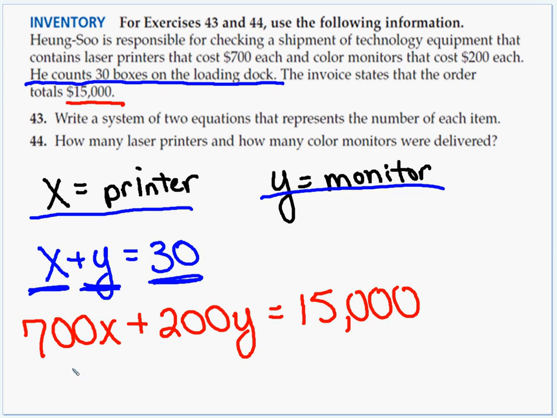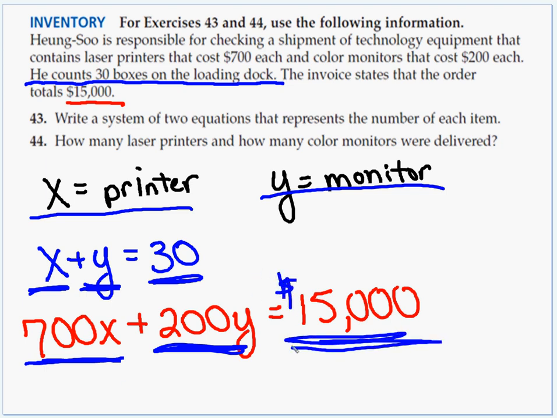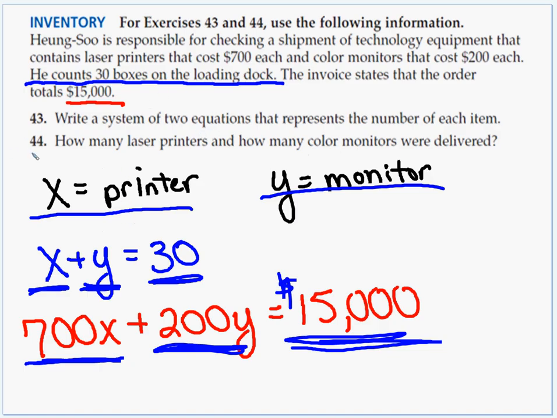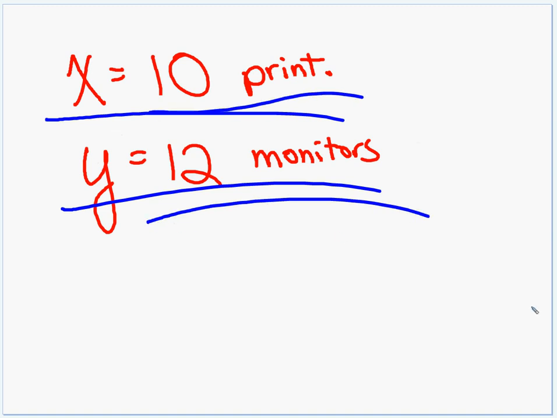Now we bring in the price. So the printers are $700 each, and the monitors are $200 each, and the total invoice is $15,000. So there's my system of equations. Again, pause the video and try to solve that on the TI-89. I got 10 printers and 12 monitors. And I guess that would be the answer to question 43. How many laser printers? How many monitors? 10 printers, 12 monitors.